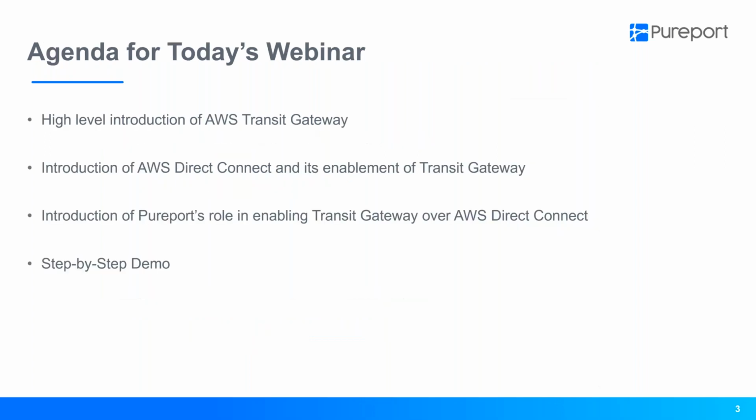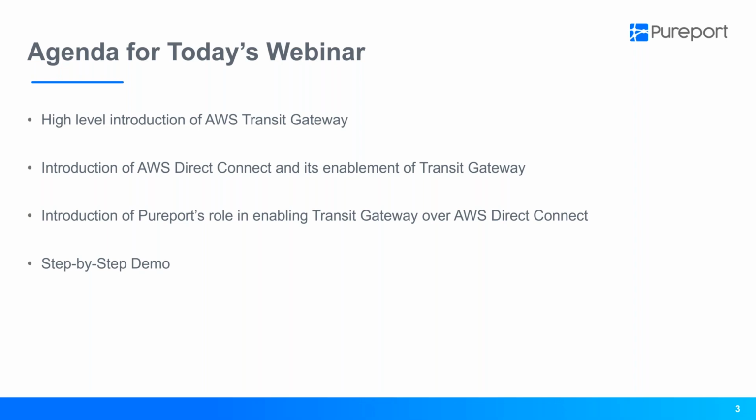I'm going to talk a little bit about the agenda for today's webinar. We're going to start with a high-level introduction of AWS Transit Gateway. And I say high-level because this webinar is not intended to be a deep architectural dive of Transit Gateway. Our webinar today will talk about how you enable Transit Gateway over Direct Connect, and more specifically, a Pureport-enabled Direct Connect. For deep dive questions on Transit Gateway, feel free to connect with us, but even more importantly, connect with your AWS account team and particularly your solution architects to help you analyze whether Transit Gateway would be a good fit for your AWS environments.